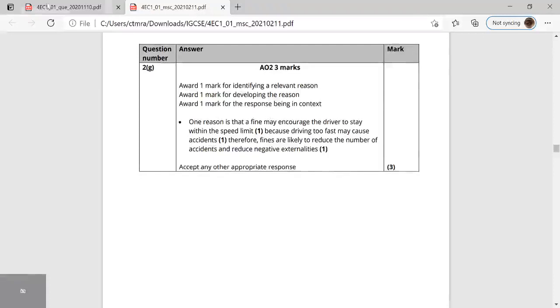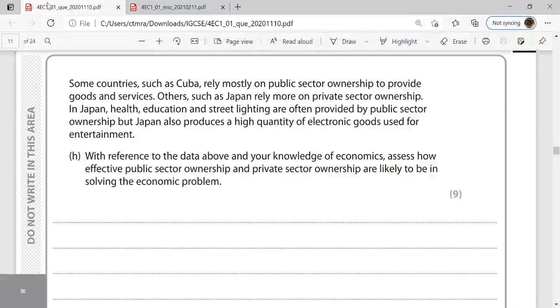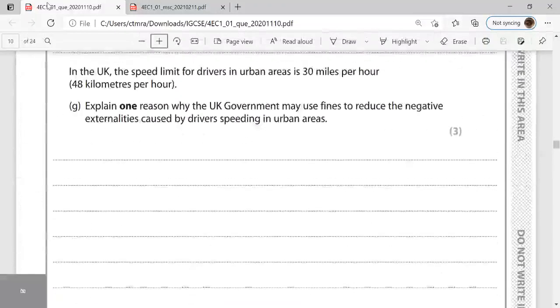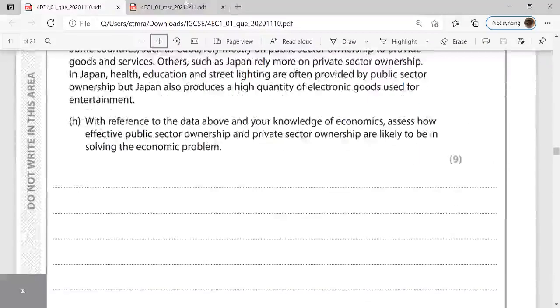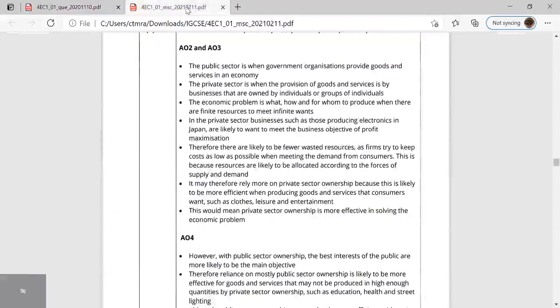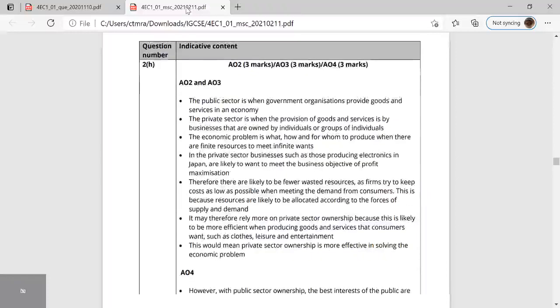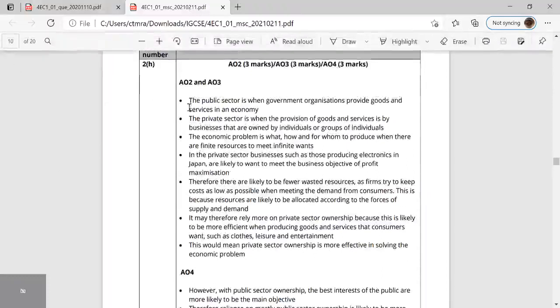Question 2G, which one is open? H. Oh, we missed G. Okay, let's discuss H first, then we'll go back to G. So see how it starts. It tries to start with a definition. Show off your knowledge that you know about this topic. At the beginning they are providing two definitions: the definition of public sector and the definition of private sector.